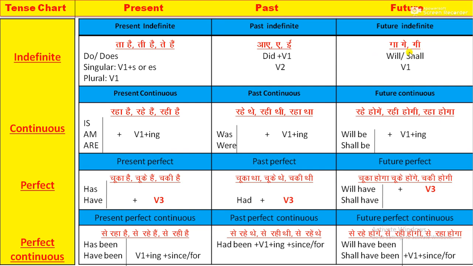Future is imagination, the things which have not happened, which take place later on, means in the time to come. And past is when things are over. And present mostly tells about the habits or the things which are going on. So what about indefinite, continuous, perfect and perfect continuous?